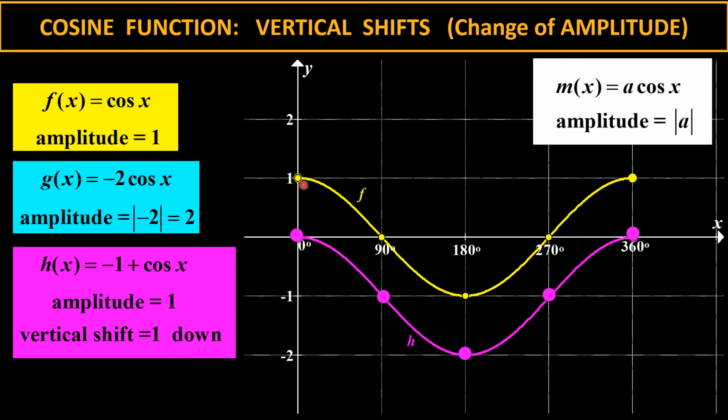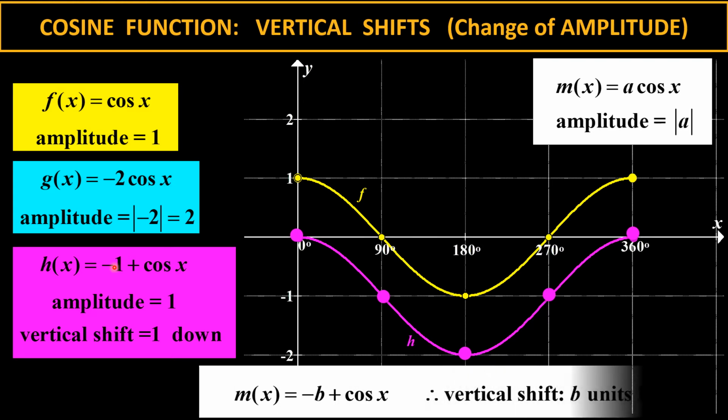As you can see there, from the yellow it moved down 1 unit. So everything moved down 1 unit. So if I have a negative there, let's add it to the cosine, then it's a vertical shift down. In this case, that negative will indicate a shift down, right? So let's say negative 2, so it will be 2 units down. Negative 7, it will be 7 units down.